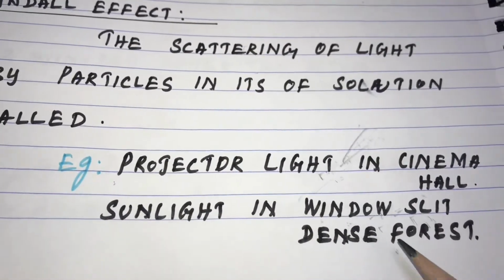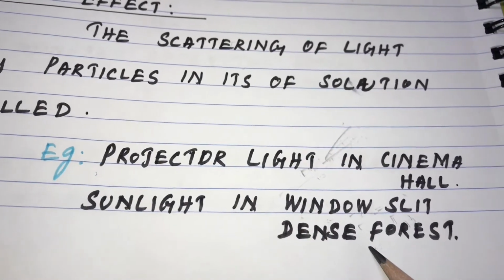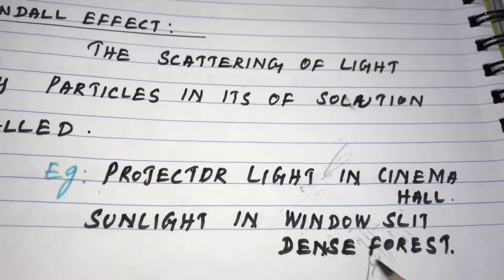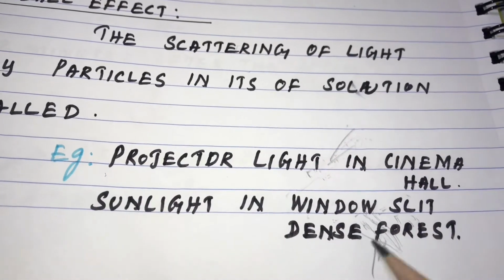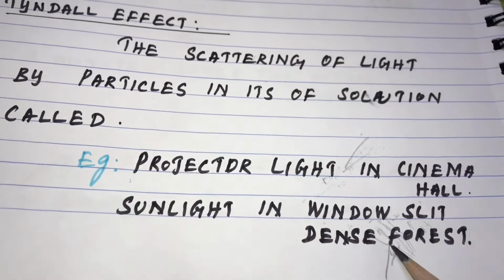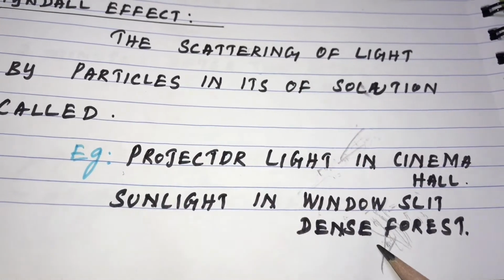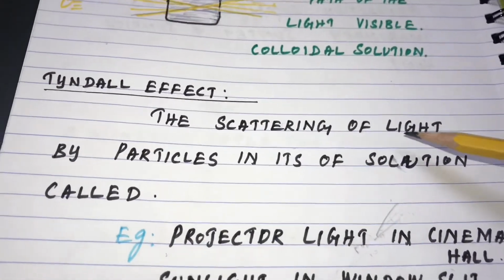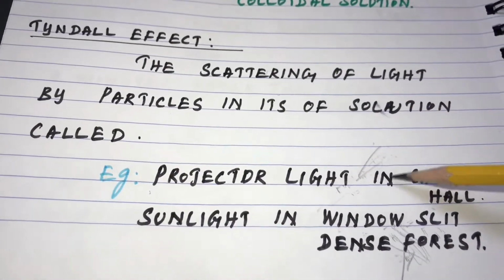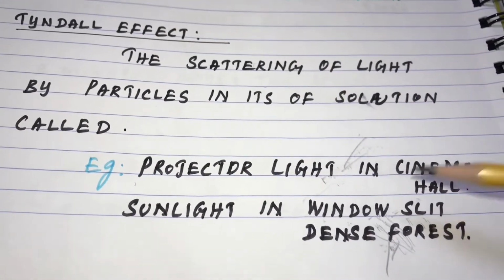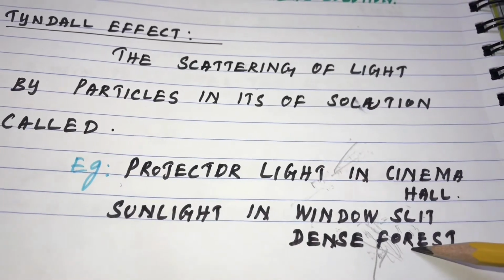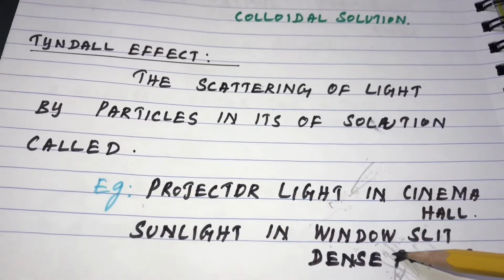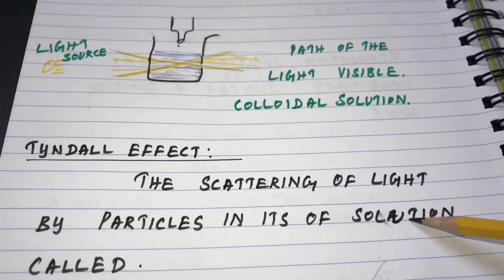Also, in the dense forest in the early morning, among the trees we can see the slits of sunlight in between the trees. The fog and dust particles scatter light, thereby we can see that light. So the Tyndall effect is seen in light from a projector in a cinema theatre, sunlight emerging from a window slit, and light in a dense forest. The scattering of sunlight by particles is called the Tyndall effect.